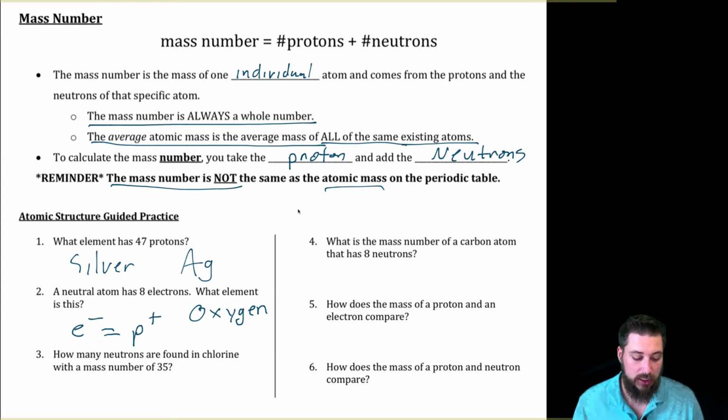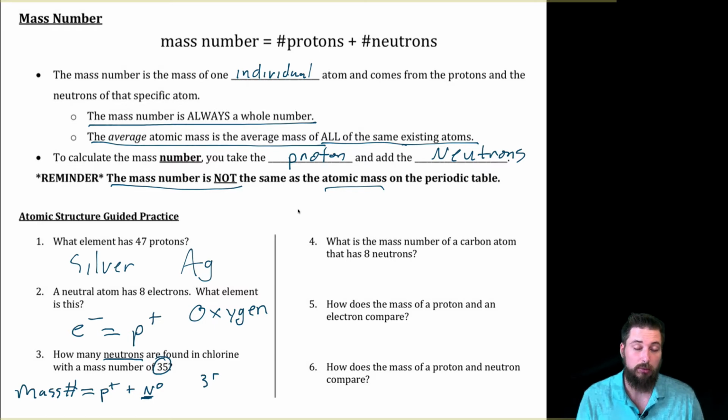All right, so how many neutrons are found in chlorine, which has a mass of 35? Okay, so the mass number, take a look at the top of the screen, is equal to the protons plus the neutrons, all right? And what it's asking for is the neutrons. It's saying how many neutrons are there. It gives us the mass number right there. It says that the mass is 35, and we know that the mass is equal to the protons plus the neutrons. Well, how many protons does chlorine have?